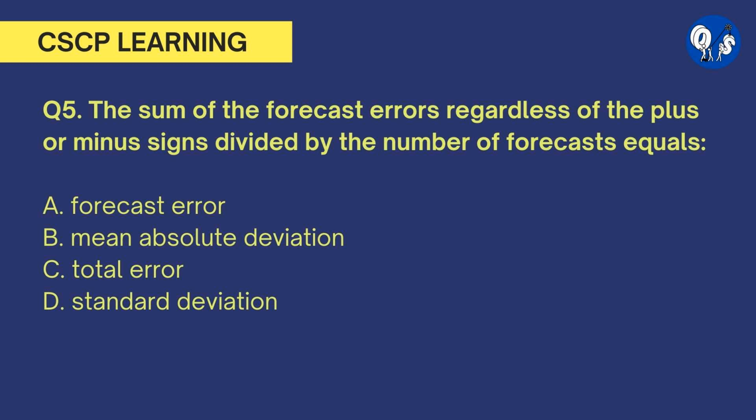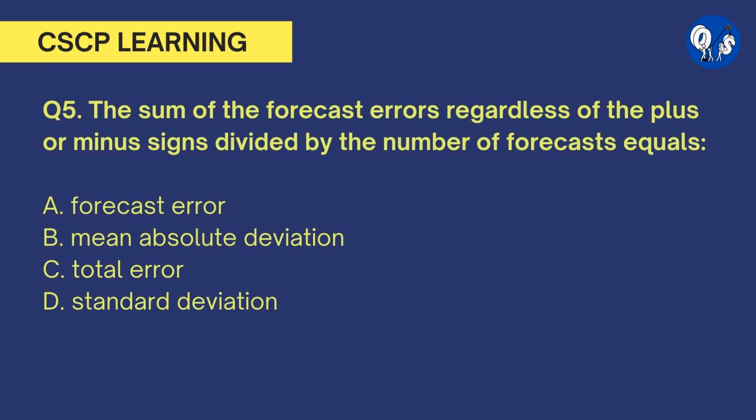Question number 5. The sum of the forecast errors regardless of the plus or minus signs divided by the number of forecasts equals to A. Forecast error, B. Mean absolute deviation, C. Total error, D. Standard deviation. The correct answer is B.